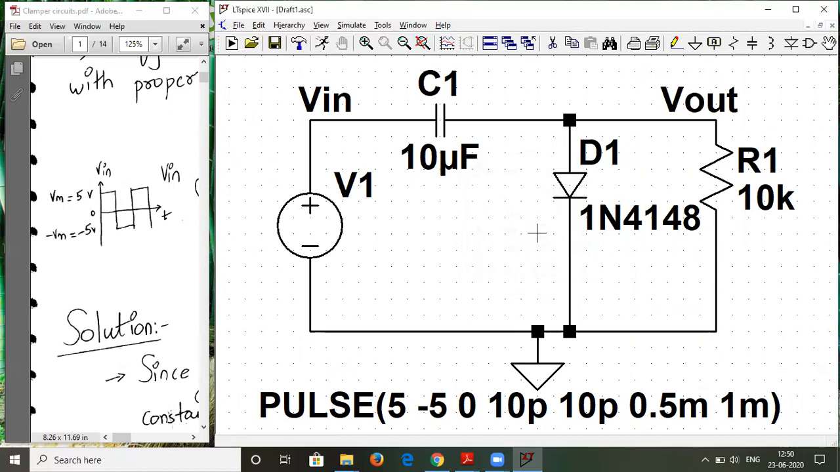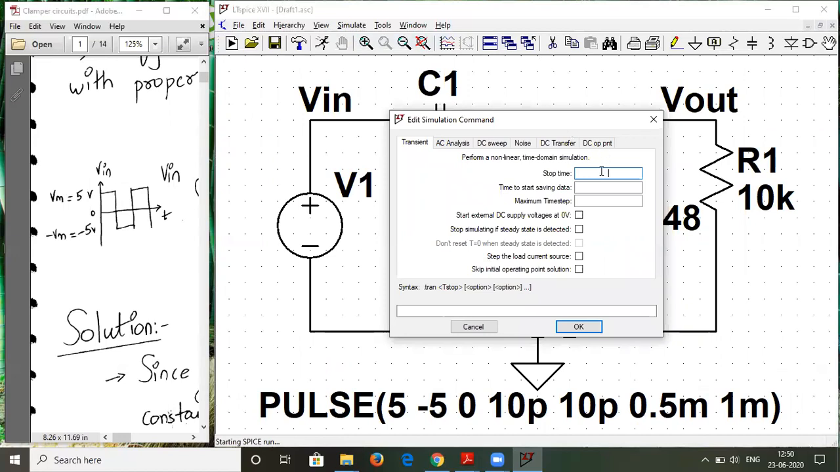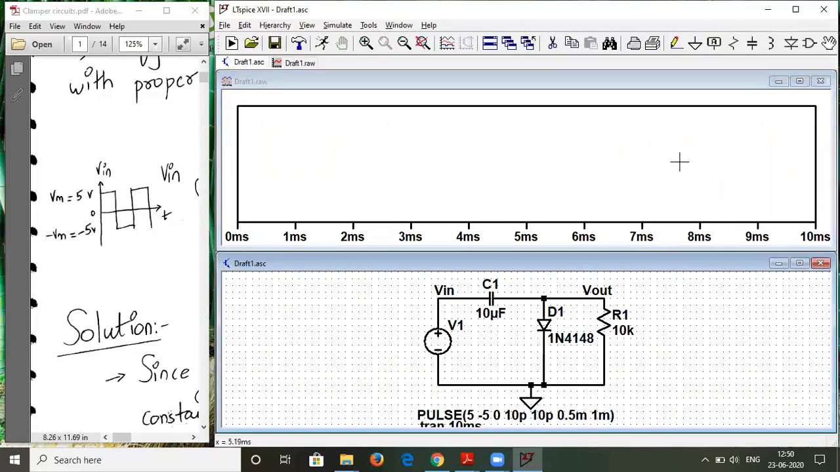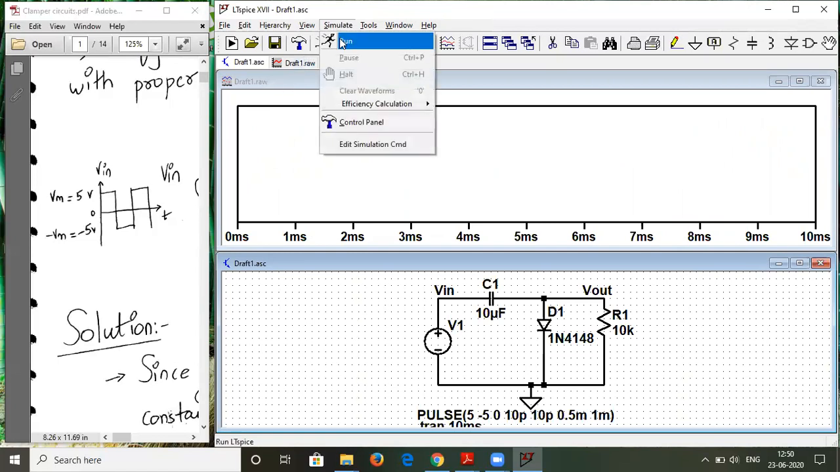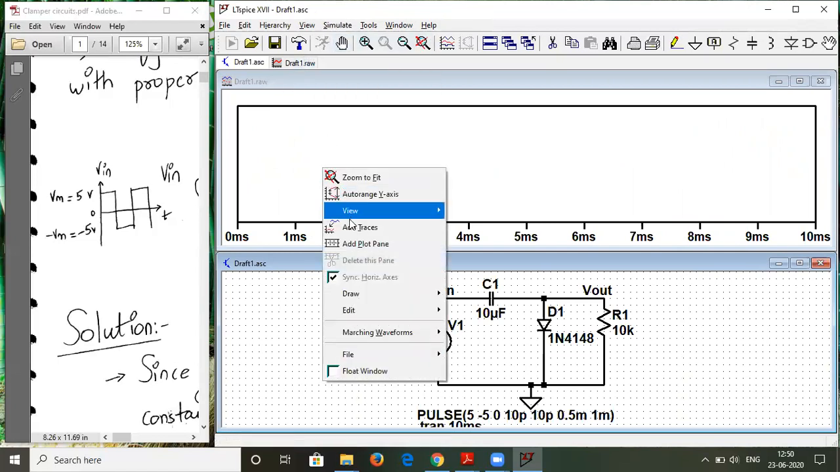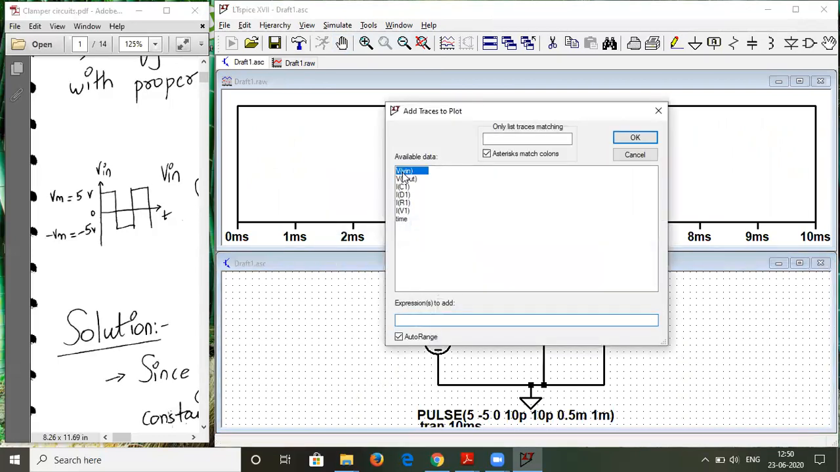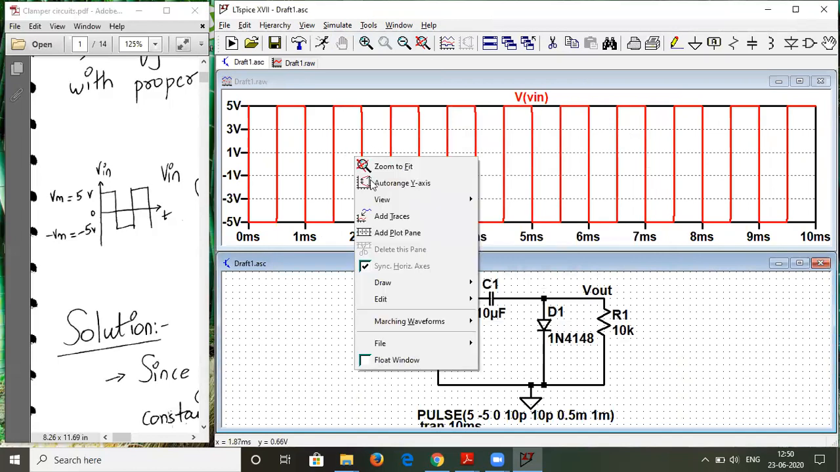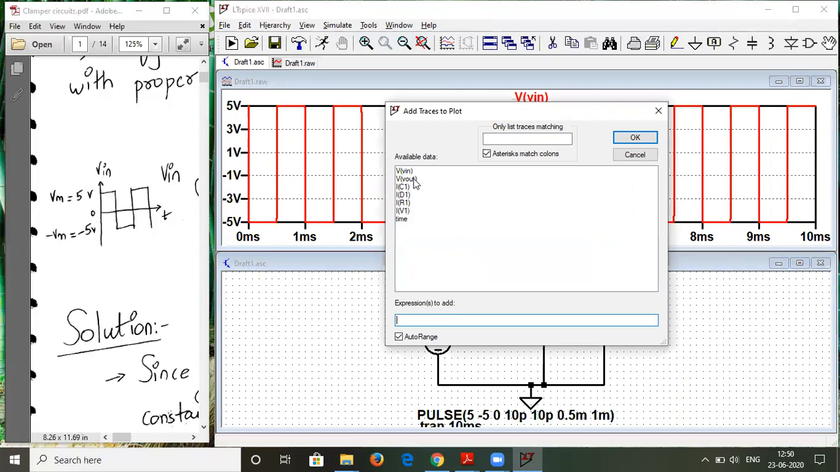So my circuit is complete, and now I can simulate this directly in LTspice. I'll go to simulate, run. Stop time, I can give it around, let's say, 10 milliseconds. So I'll get 10 cycles of square wave starting at 5 and ending at -5. Let me simulate this. I can plot V in. As you can see, 10 cycles of square wave for the input, and this is my output.